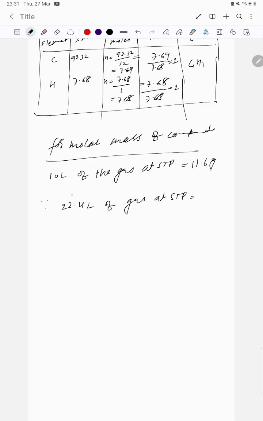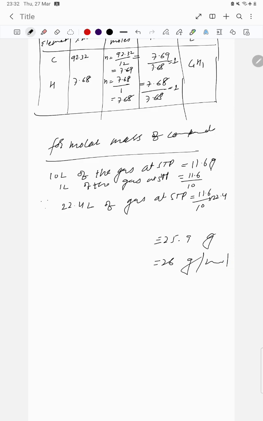So how can we proceed here, student? 1 liter of the gas at STP will be 11.6 upon 10. So 22.4 liter will be 11.6 upon 10 multiplied by 22.4. So it is coming, student, 25.9 gram, or you can say 26 gram. This is gram per mole, right? So this is the molar mass, student.